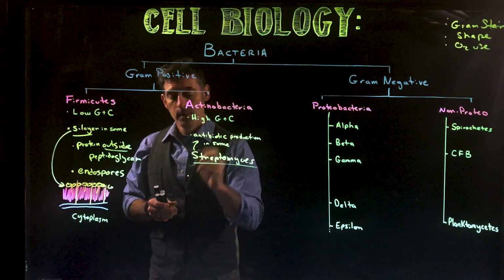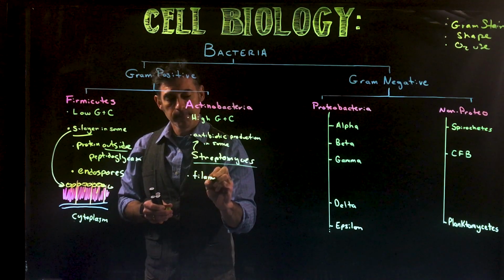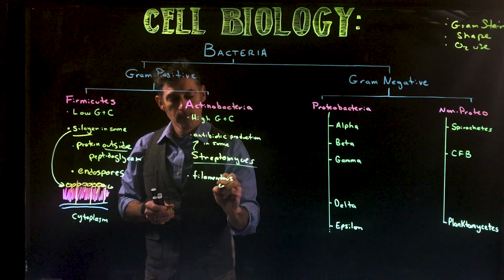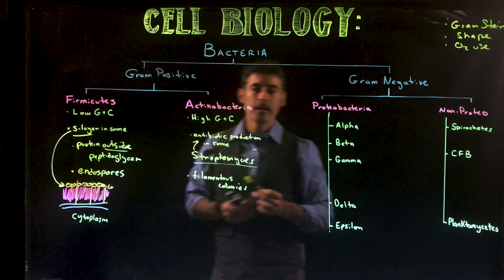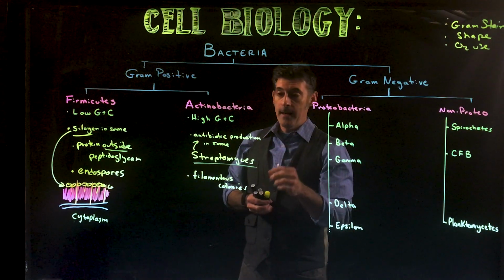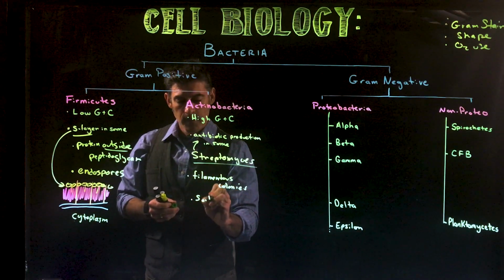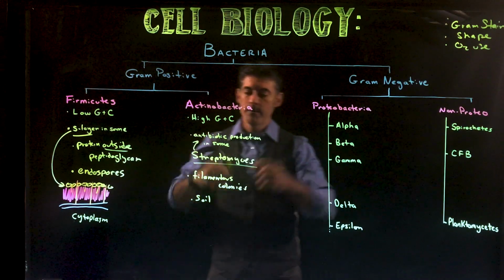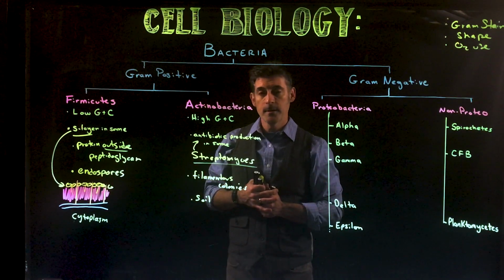Actinobacteria are noteworthy also for producing filamentous colonies, and that's where the name originates, in that they're sort of fungal-like. Many of these are also soil bacteria. We find a lot of them in the soil, and we find a whole diversity of them in a lot of places, but a lot of soil bacteria belong to this group.